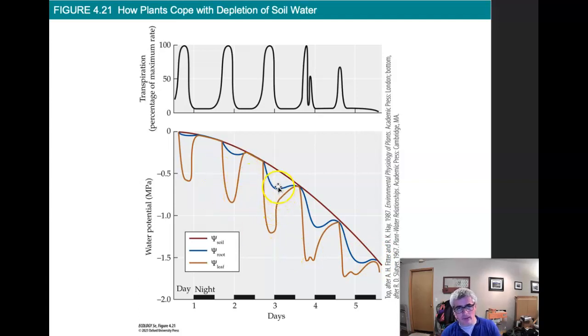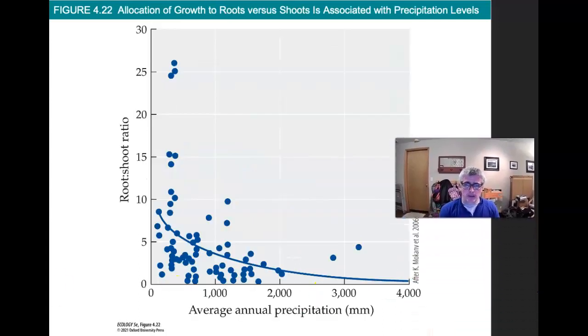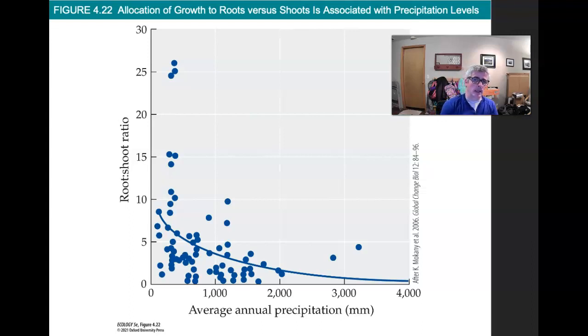So you can kind of see this variation from day to night, and the root values in particular kind of sagging down. Yeah, so eventually this is going to death. This is kind of an interesting way of thinking about this. This is the allocation of growth to roots versus shoots and associated with precipitation levels. Root to shoot ratio. Sounds kind of funny, but what it basically means is the ratio of below ground biomass compared to above ground biomass.